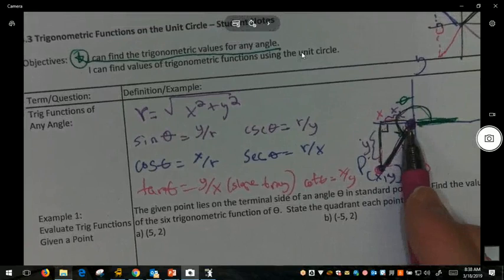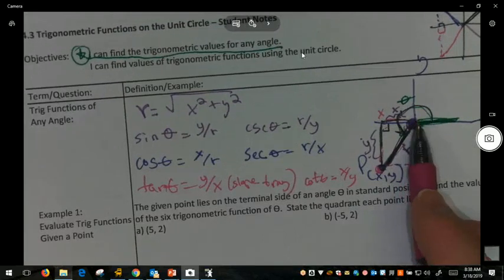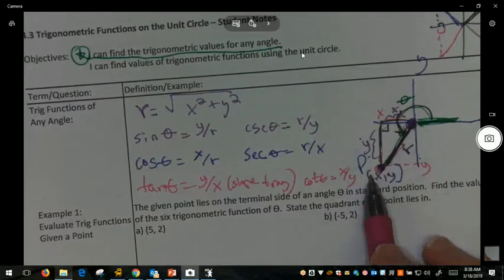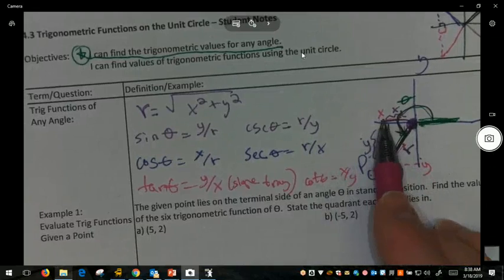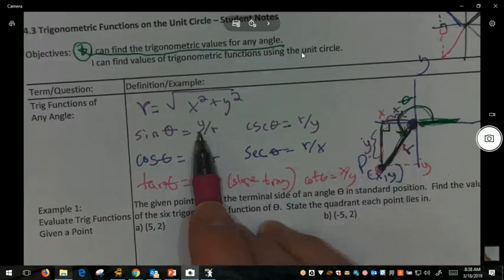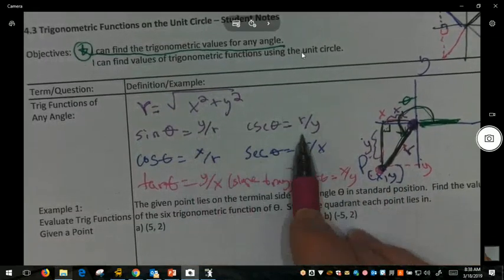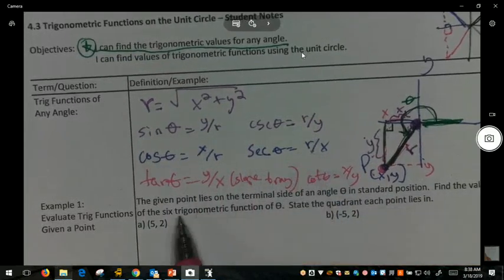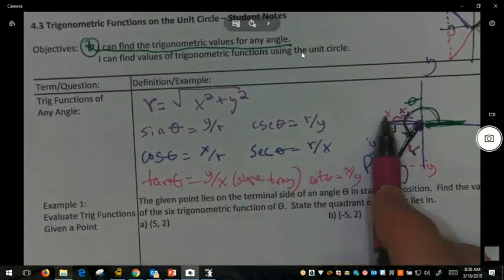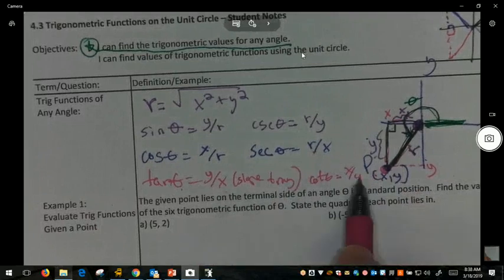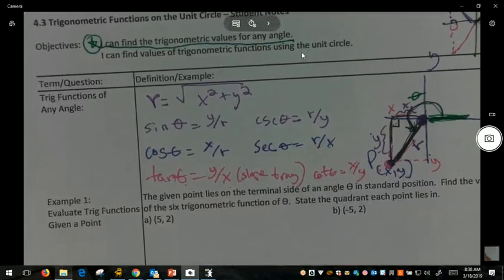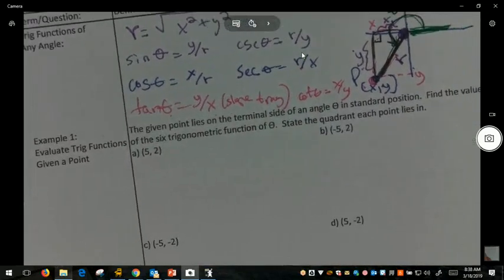The trick with this is, though, we have to be careful because in this case we've gone left and down. So x is negative and y is negative. So that makes sine and cosine going to be negative. But y divided by x, negative divided by negative, will be positive, and so would x divided by y. So we have to be careful about our signs.